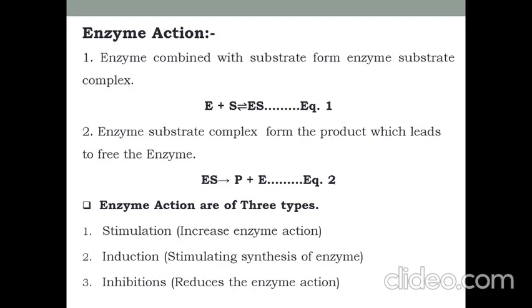Next, enzyme actions are of three types: stimulation, induction and inhibition. Stimulation means increased enzyme action. Induction means stimulating synthesis of enzymes, that is synthesis of new enzymes. Enzyme inhibition means reduction in the enzyme actions. Always, the drugs which reduce the enzyme actions are known as inhibitors. So we will focus on the inhibitor type of drugs.